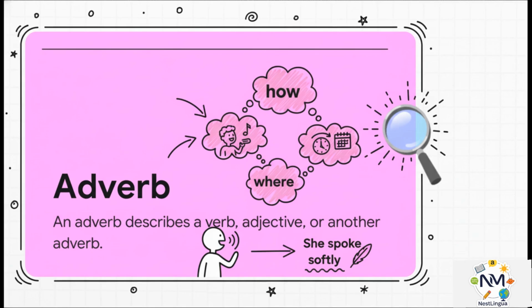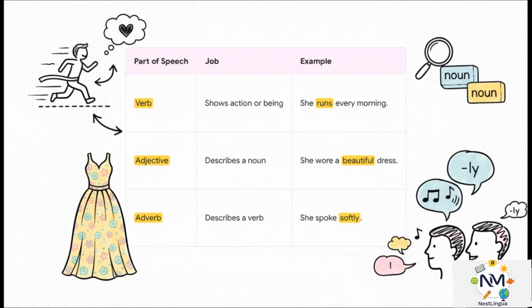It tells us how she spoke. So think of these 3 as a team. Verbs give us the action, like runs. Adjectives describe the nouns. It's not just a dress, it's a beautiful dress. And adverbs, well, they describe the verb. How did she speak? She spoke softly.